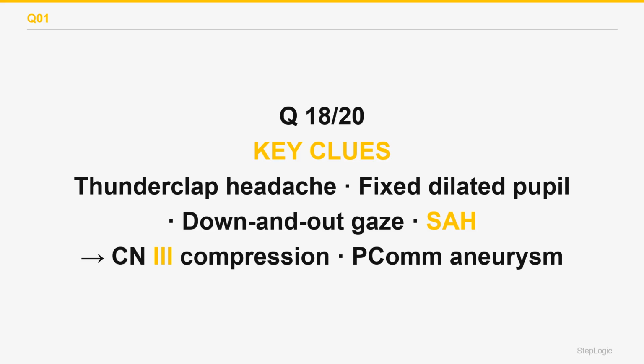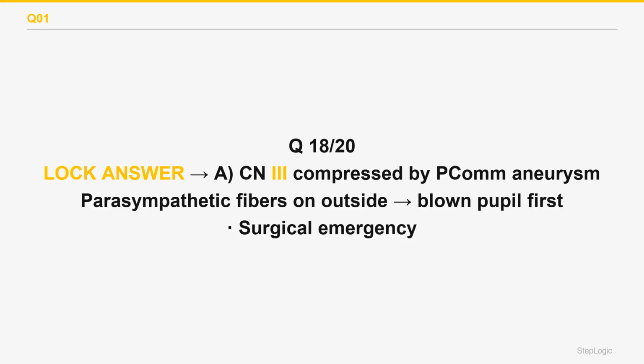The oculomotor nerve supplies 4 of 6 extraocular muscles and carries parasympathetic pupillary constriction fibers, which run on the outside of the nerve. An expanding posterior communicating artery aneurysm compresses CN3 from outside. The outer parasympathetic fibers are compressed first, causing pupil dilation. The motor fibers inside the nerve are affected next. Ptosis and down and out deviation follow as superior tarsal and extraocular muscles lose innervation.